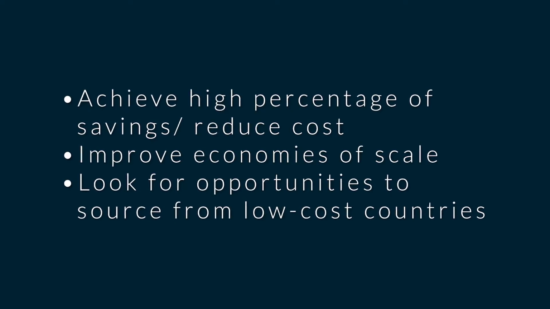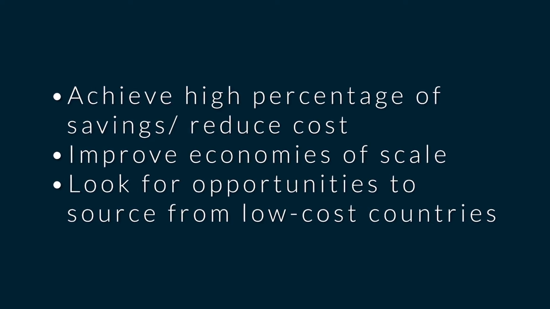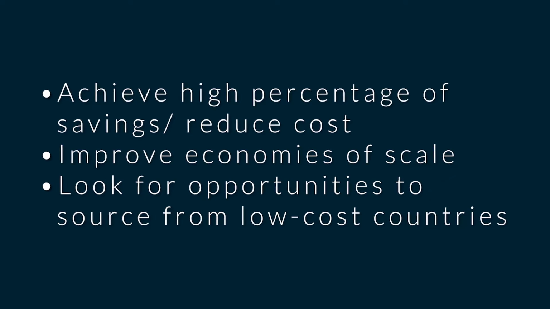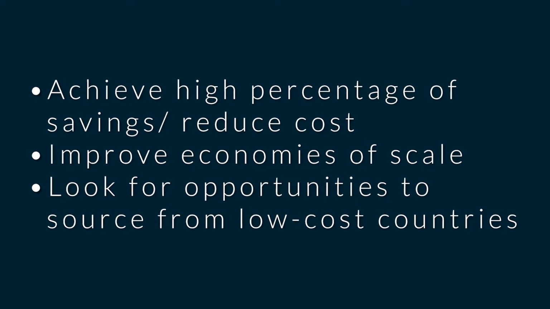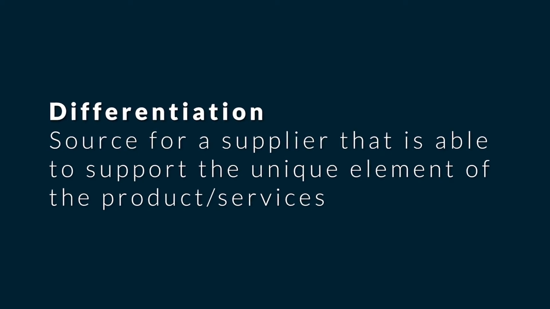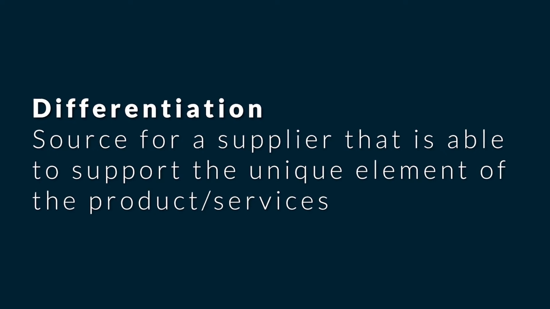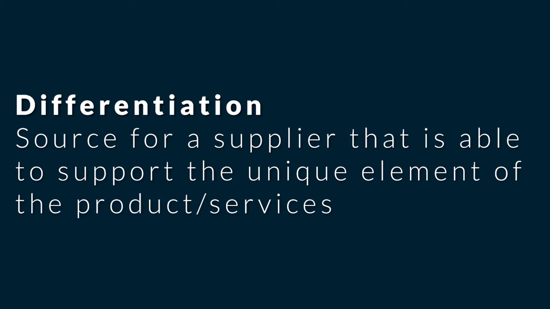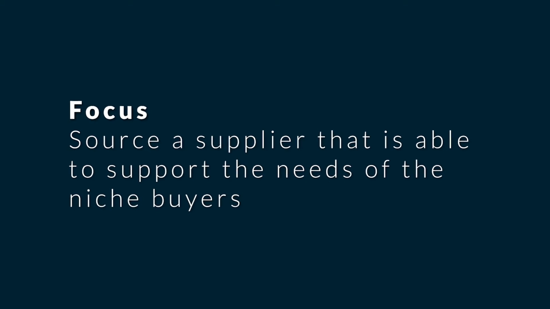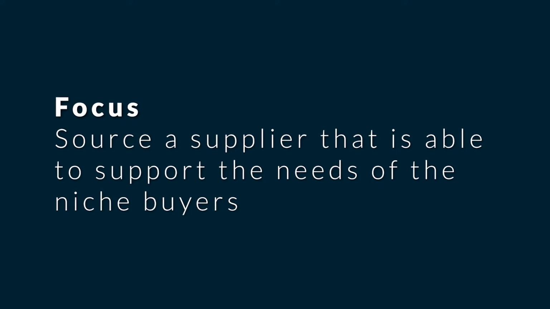Now let's quickly summarize how procurement objectives come into play when you're talking about these three strategies. The first one was cost leadership. So in this case, achieve a high percentage of savings, that is, reduce cost, improve economies of scale. Also look for opportunities to source from low-cost countries. Now regarding differentiation, source for a supplier that is able to support the unique element of the product or service. Again, regarding focus, source for a supplier that is able to support the needs of the niche buyers. So again, that is just a summary. There are a lot of activities that you can take as a procurement professional.